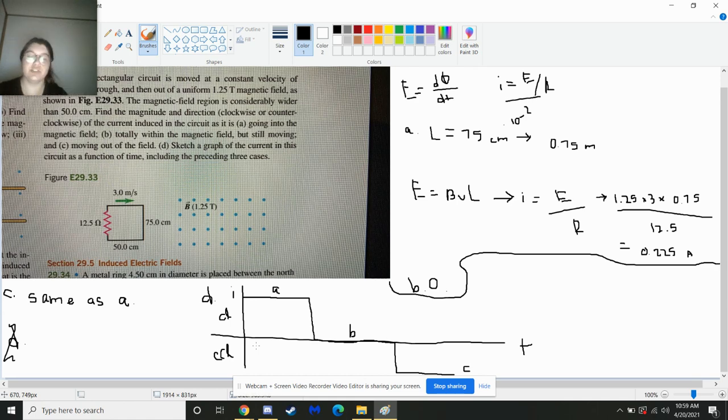Like I mentioned earlier, the whole point of this problem is to illustrate how you can figure out the direction of the induced current using Lenz's law.